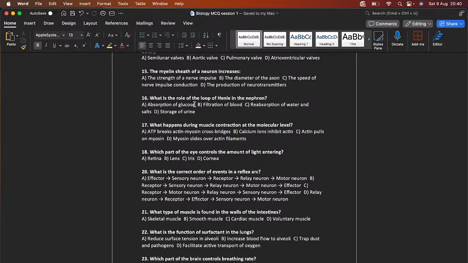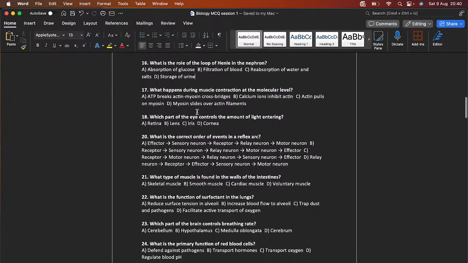Absorption of glucose, as we saw earlier, happens in the proximal convoluted tubule. Filtration of blood happens at the Bowman capsule. And storage of urine usually happens in the bladder, right? So nothing to do with the nephron.